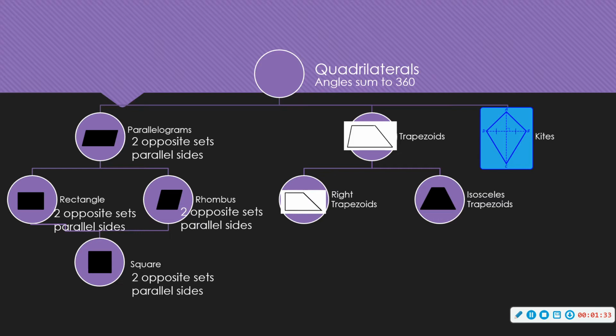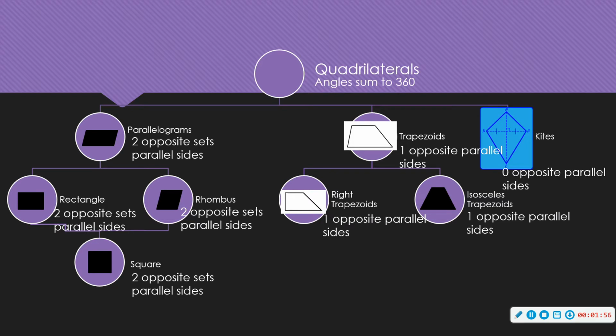Another branch of the family is the trapezoid family, and they have only one opposite set of parallel sides. So that's why they're different. And right trapezoids and isosceles have those as well. They're just subsets of the family. And then our last branching family tree here are kites, and kites have no opposite parallel sides. And kites are like a legit mathematical term for zero opposite parallel sides. So it's not just a thing you fly in the sky.